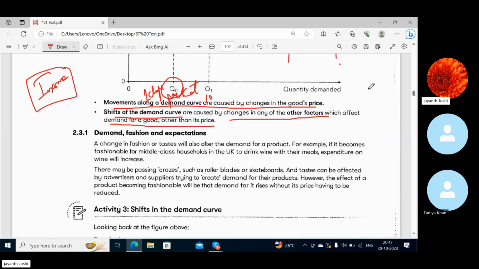Now, a change in fashion or taste will also alter the demand for a product. For example, if it becomes fashionable for middle class households in the UK to drink wine with their meals, expenditure on wine will increase. So some fashion or taste can also change the demand for a product. If at all that has become a trend or norm in the UK, then the prices for wine will also go up.